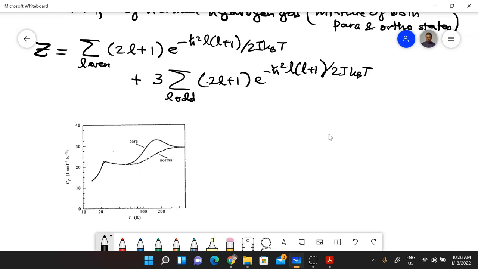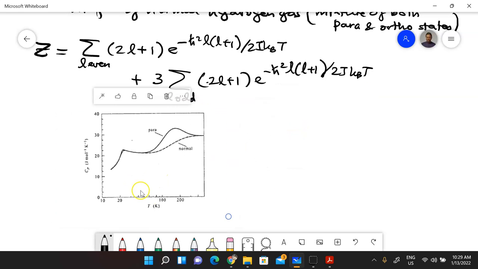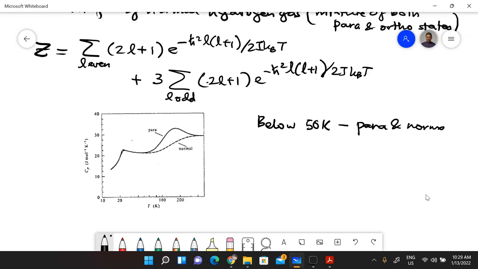So you can see over here, remember the normal hydrogen is essentially a mixture, but one can also see it's plotted over here, the contribution of your para hydrogen states. So somewhere 50 K, so below 50 K, both your para and normal hydrogen, which is a mixture, will coincide the curves. This is essentially the specific heat, sorry, heat capacity.